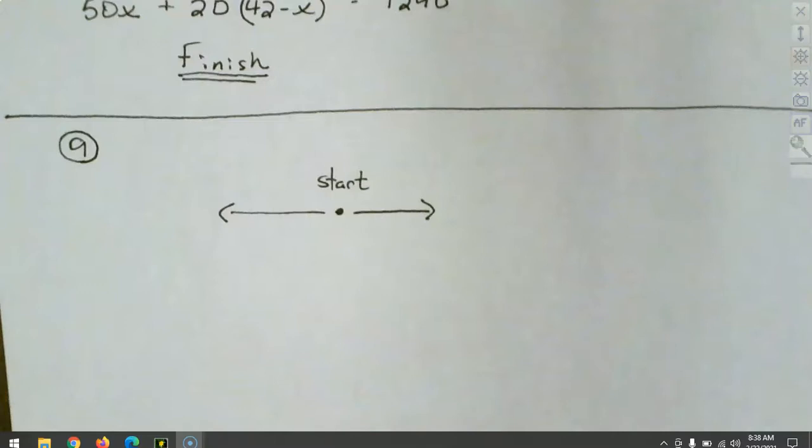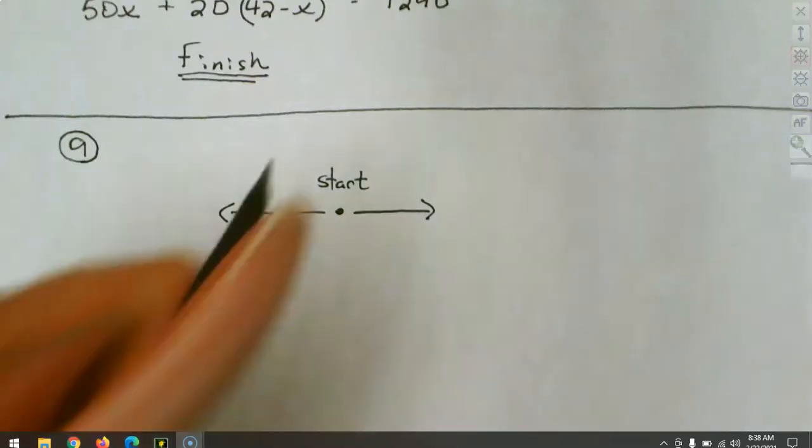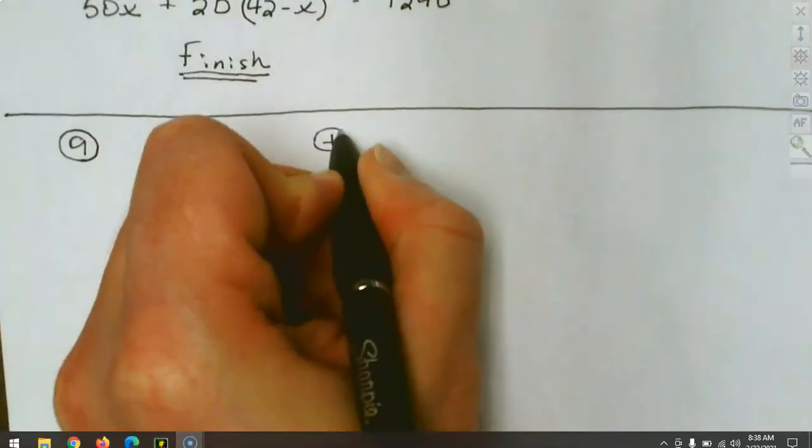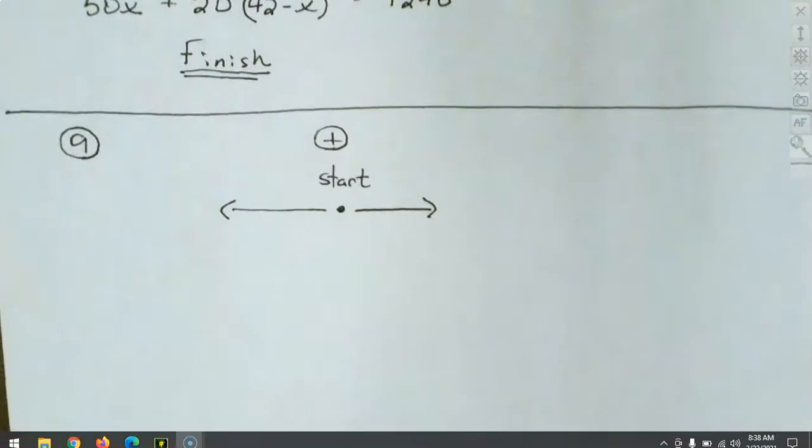So what do we know about these boats here? They're going in opposite directions. So if they go in opposite directions, what does that mean? That means they add. When do they subtract? When they overlap. Do these overlap at all? Do they cross over each other? No. So that means this one's going to be what? This one's going to be addition.